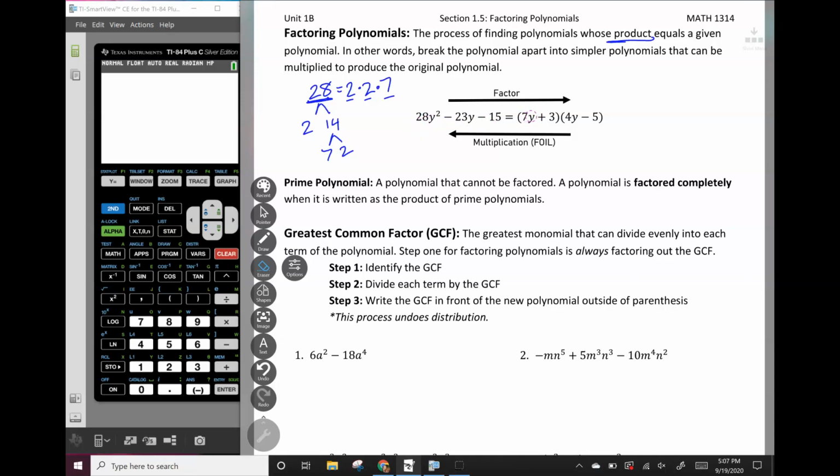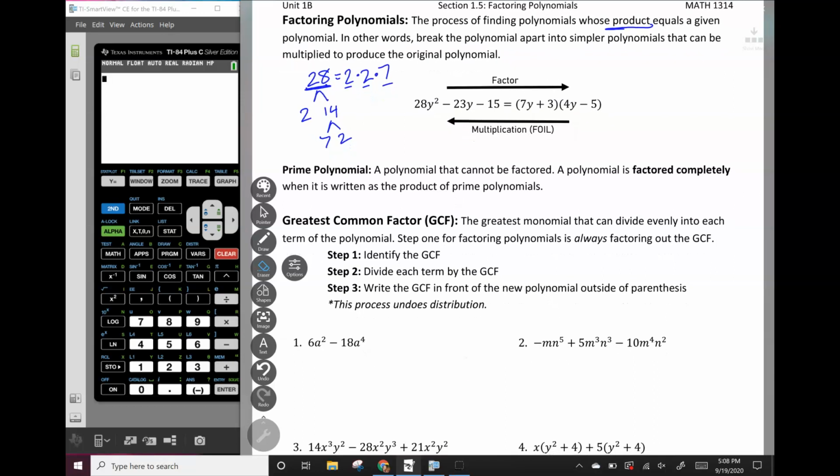Now, you could actually FOIL this polynomial and you would see that it would go back to this original. So I have this nice arrow up here saying factoring, moving this way from this trinomial to this product right here, that's called factoring. And if you want to go the other direction and get from here back to the original, that would be multiplication. You would FOIL those two binomials, which is what we just finished learning last week.